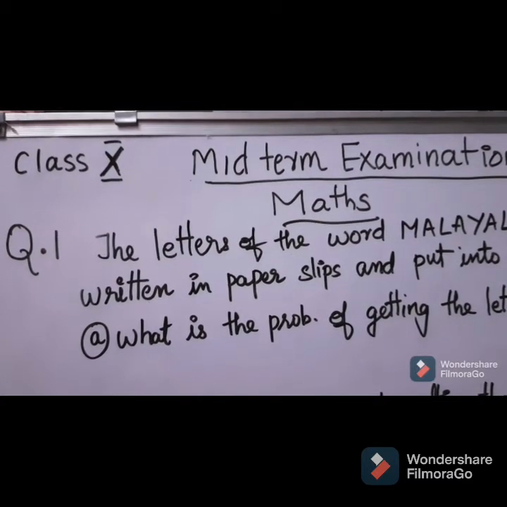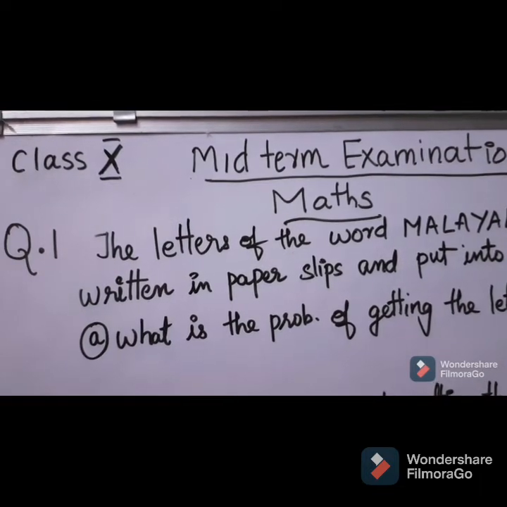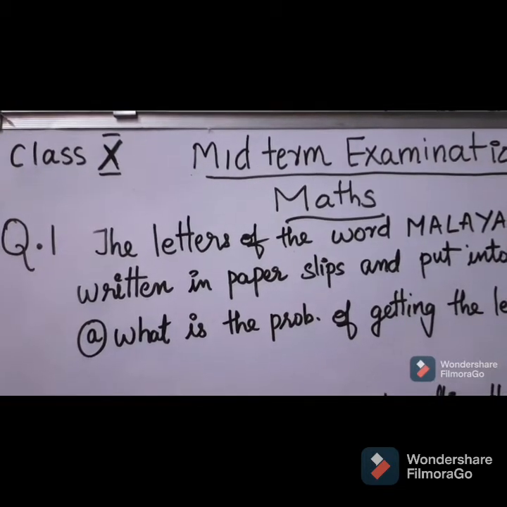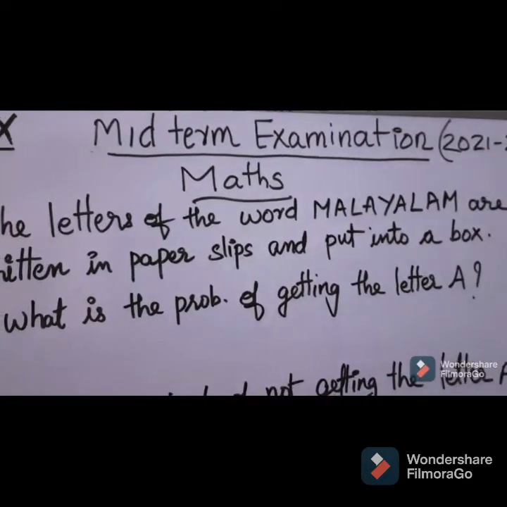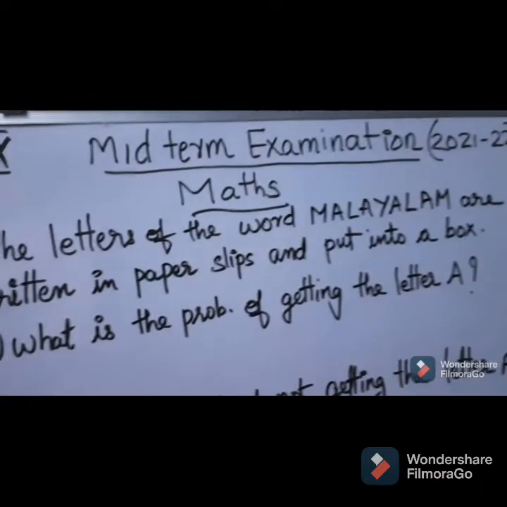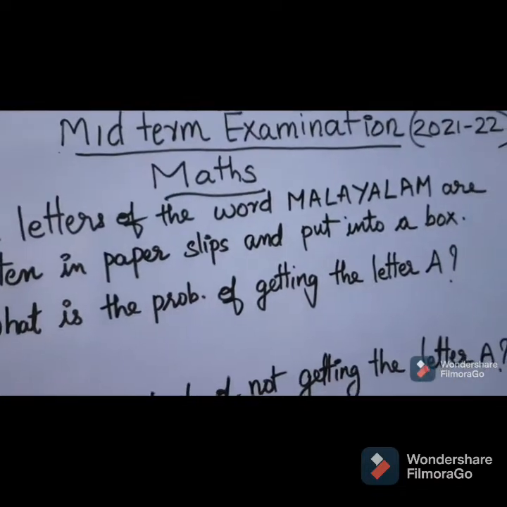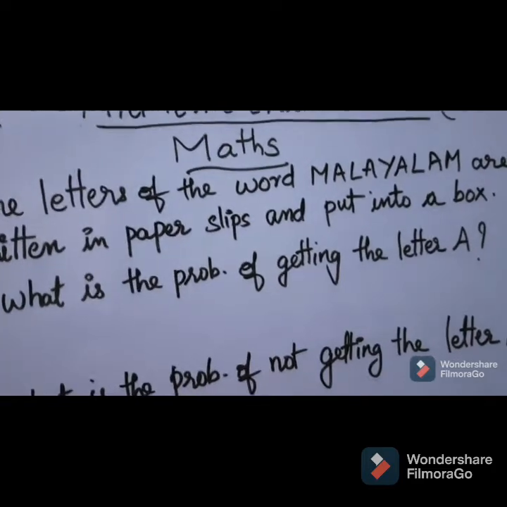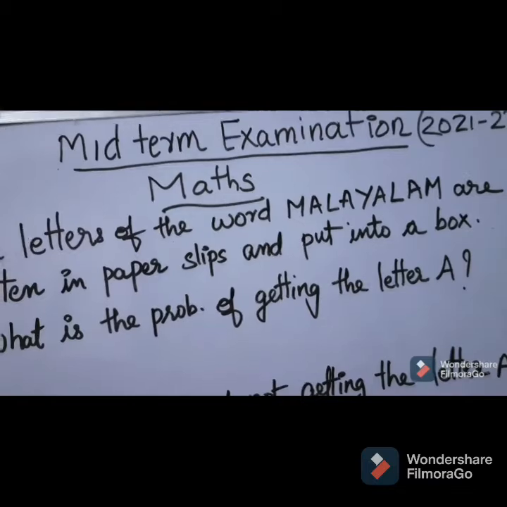We can solve the midterm examination maths paper. Question number 1. The letters of the word Malayalam are written on paper slips and put into a box. What is the probability of getting the letter A?